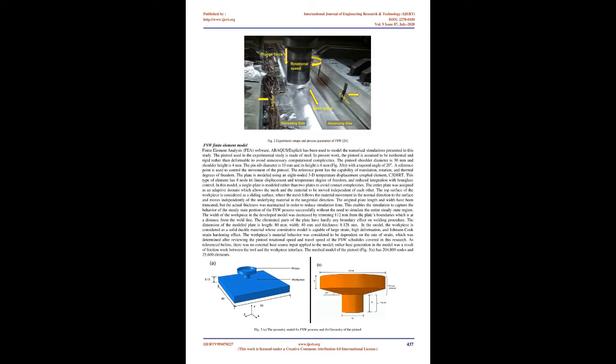The present research work is divided into two parts. In part 1, we will compare the effect of pintool rotational speed on the Coulomb and the modified Coulomb model, and in part 2, we will compare the effect of welding speed and plunge rate on the Coulomb and the modified Coulomb model. The objectives of this study. The main objective of the present work is mainly twofold.